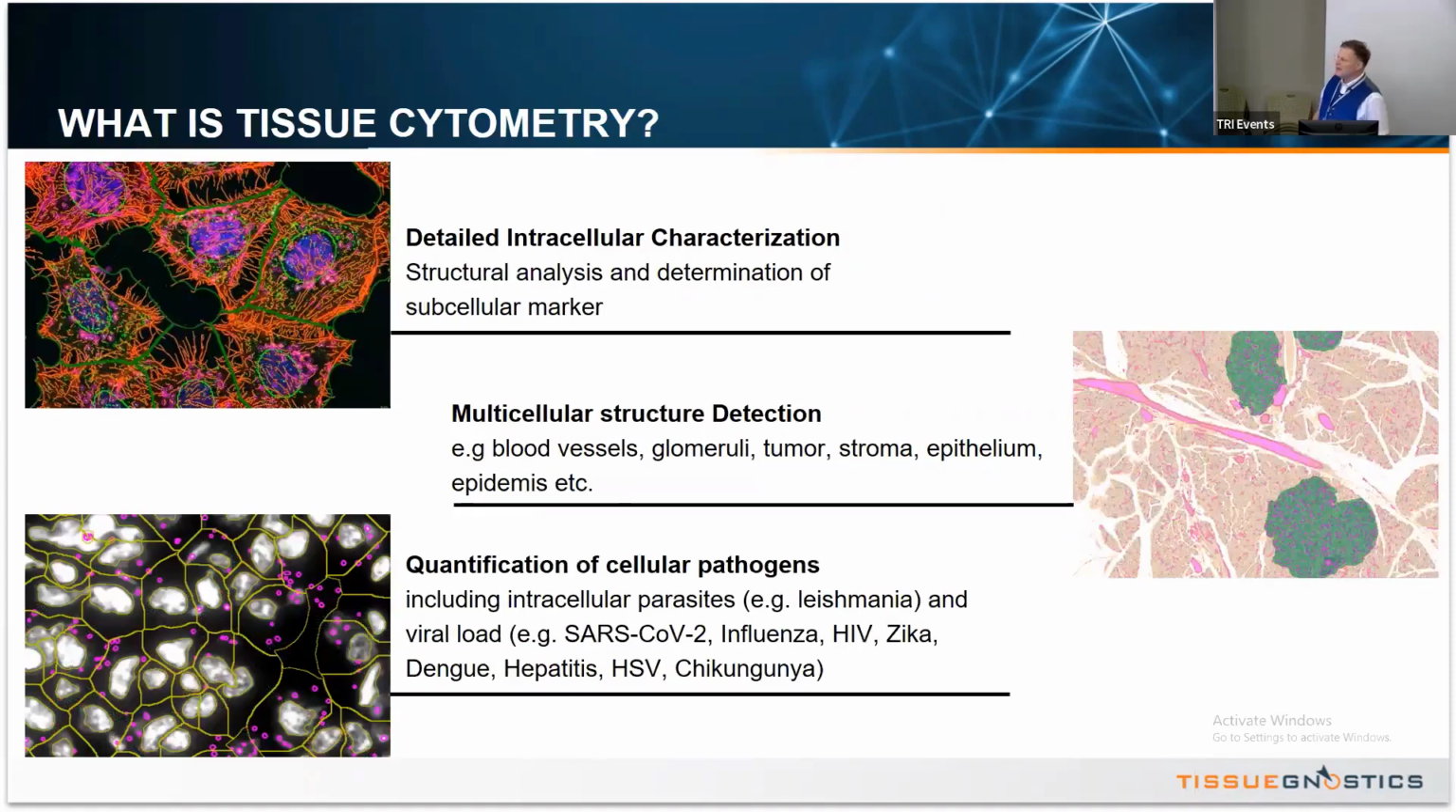As it is a high-resolving microscopic system, we can also look into single cells, into subcellular compartments like nuclei, cytoplasm, cytoskeletal elements, mitochondria, or also look for pathogens like viruses, bacteria, or intracellular parasites.